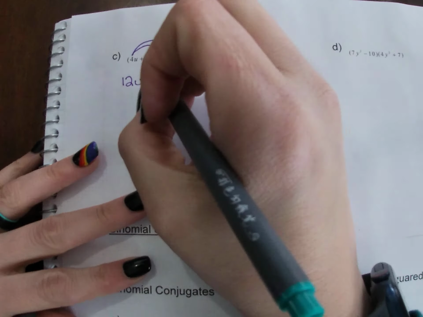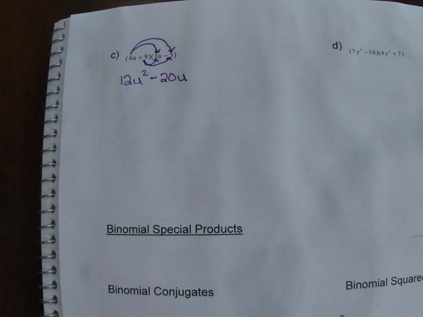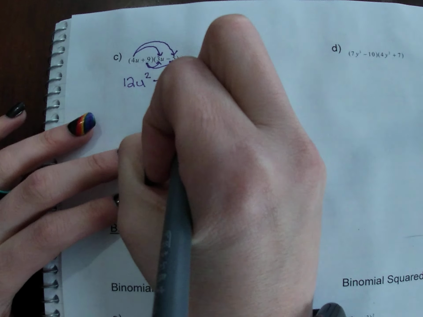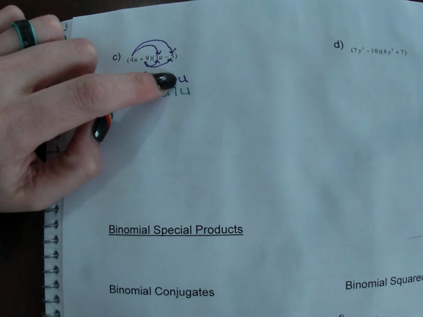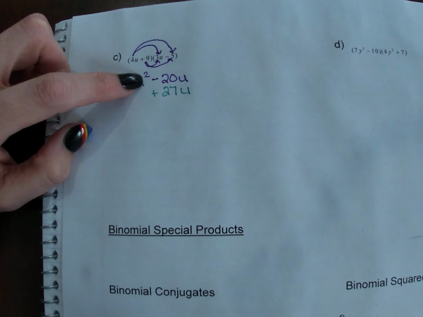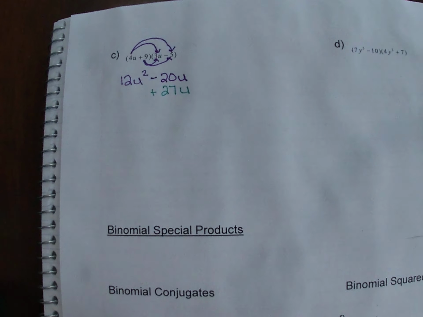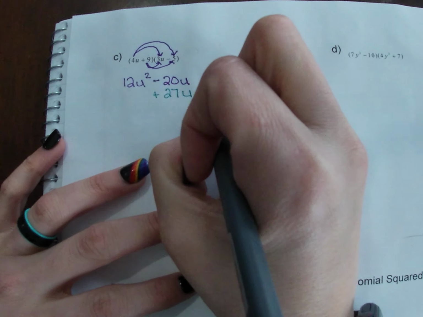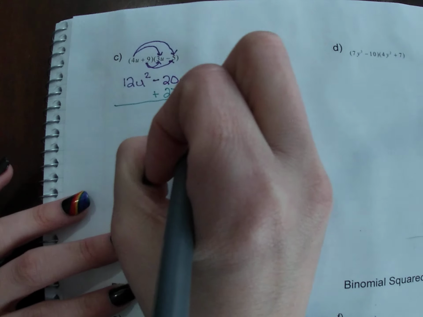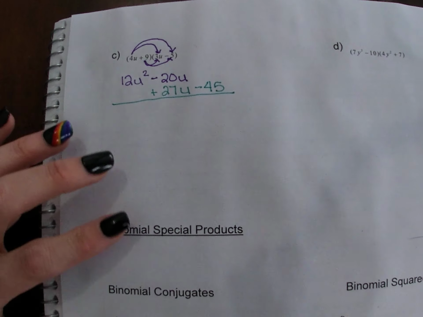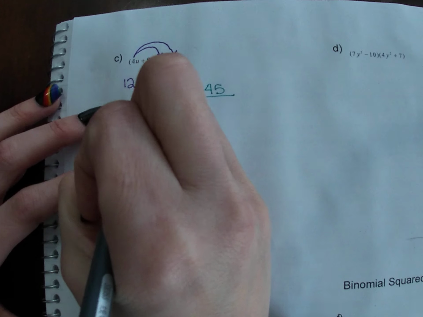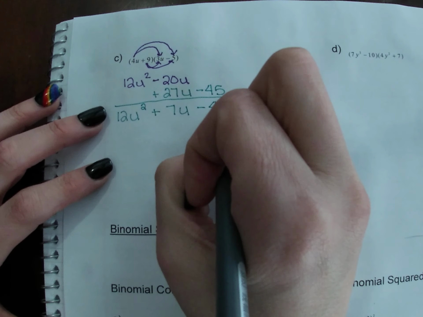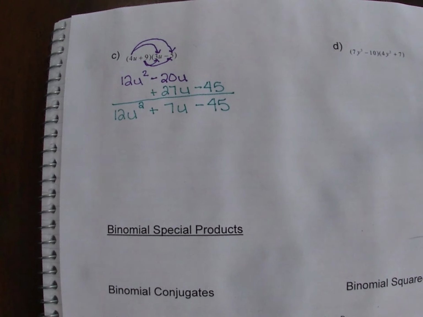All right, now I'm going to the 9, and I'm going to take the 9 times the 3u, which will give me a positive 27u. I'm writing it underneath the negative 20u because those both have the same label, right? I'm not writing it under the u squared because this is a u squared and that is not. And then I'll take 9 times negative 5, which will give me a negative 45. I can combine my like terms by just adding straight down. So it'll give me a 12u squared plus a 7u minus a 45.